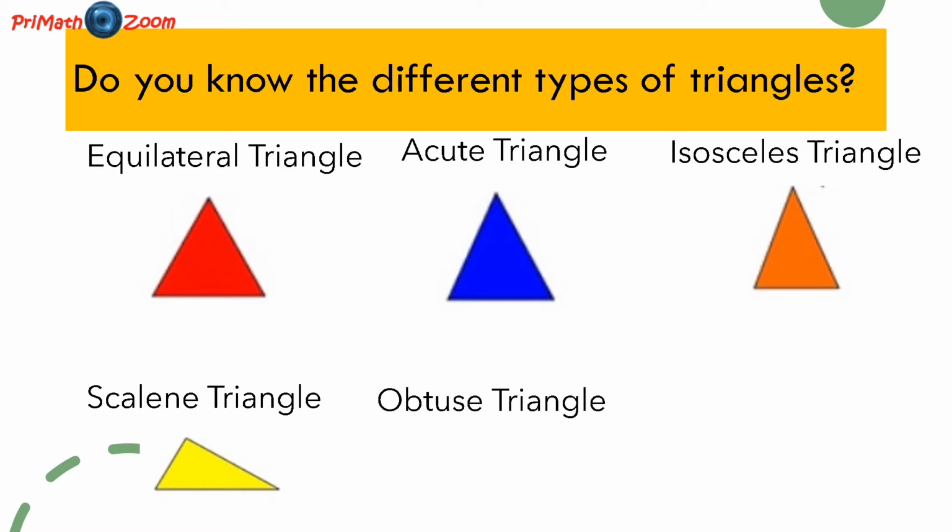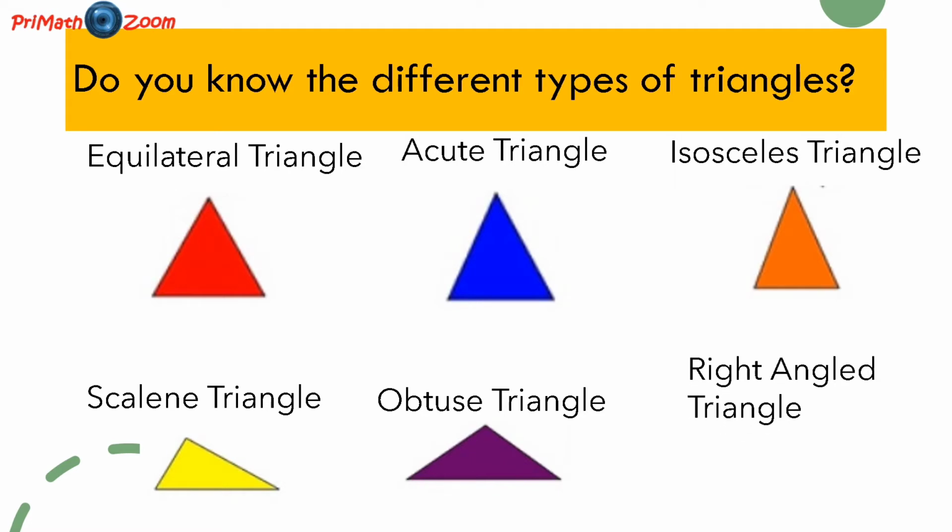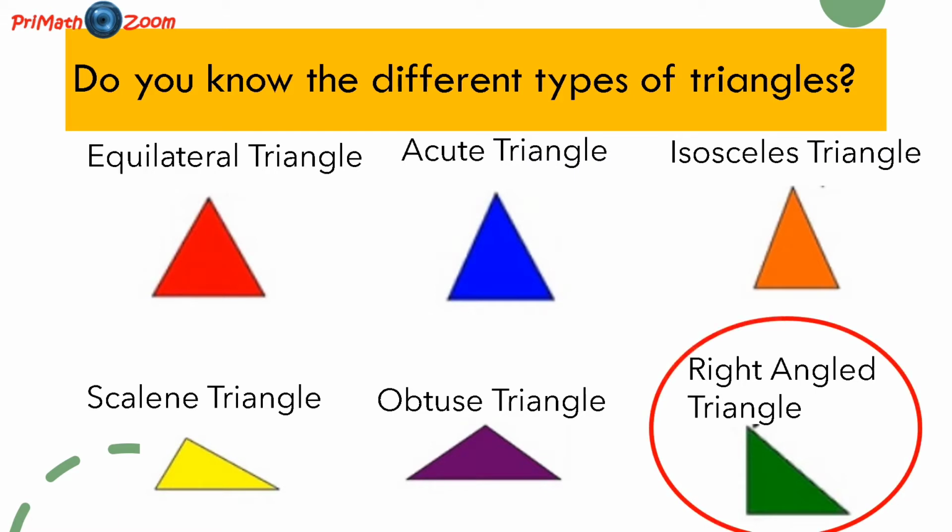We have the obtuse triangle, where at least one angle is an obtuse angle. And we have the right-angled triangle. Here, one of these angles measures 90 degrees. In this lesson, we will be focusing on the right-angled triangle.